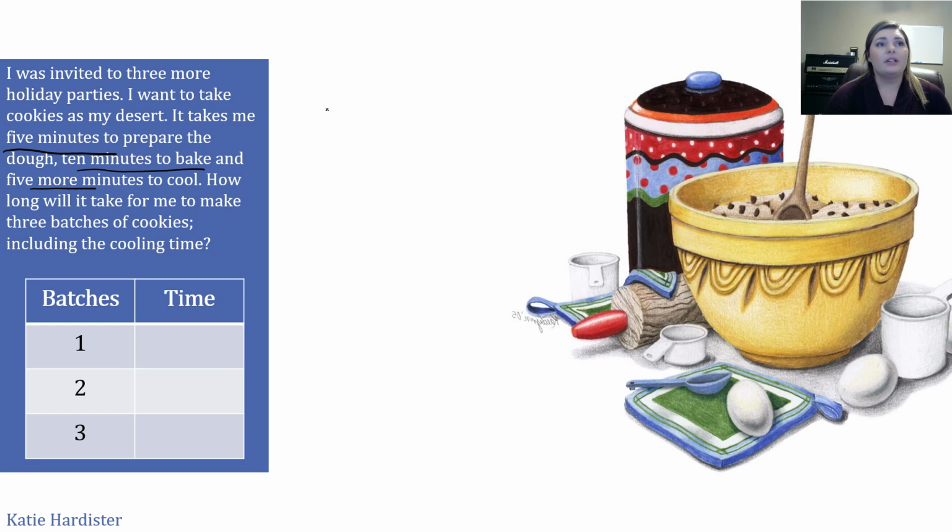So what we're going to take a look at is if I do 5 minutes plus 10 minutes plus 5 more minutes to cool. So I'm going to say 5 plus 10 plus 5 equals 20 minutes, right? So it's going to take me 20 minutes to cook just one batch. Then I would just multiply that by 2 and then multiply it by 3.